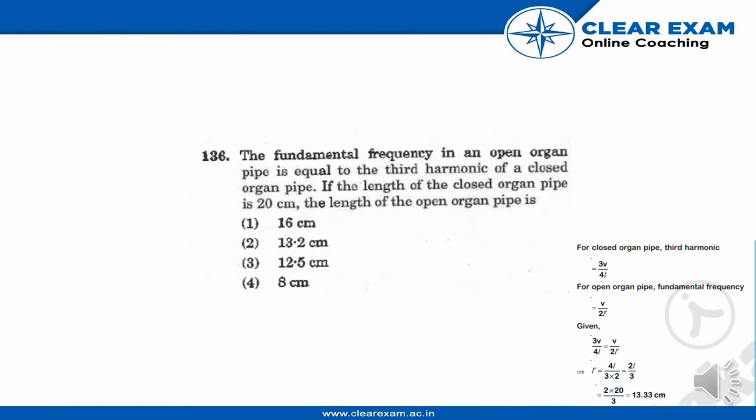The fundamental frequency of an open organ pipe is equal to the third harmonic of a closed organ pipe. If the length of the closed organ pipe is 20 centimeter, what is the length of the open organ pipe? So let's see what is given in this question. First, we are given the length of an organ pipe, and second, we need to find the length of an open organ pipe.